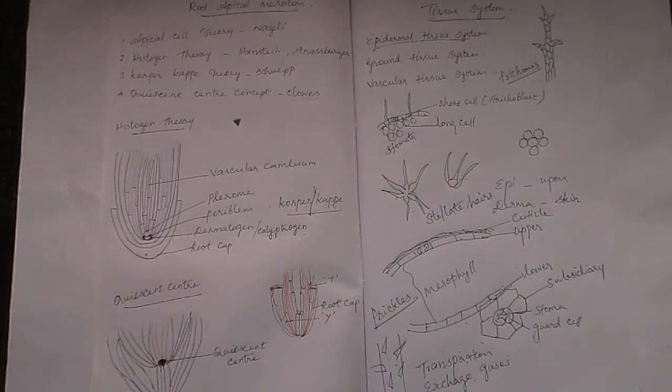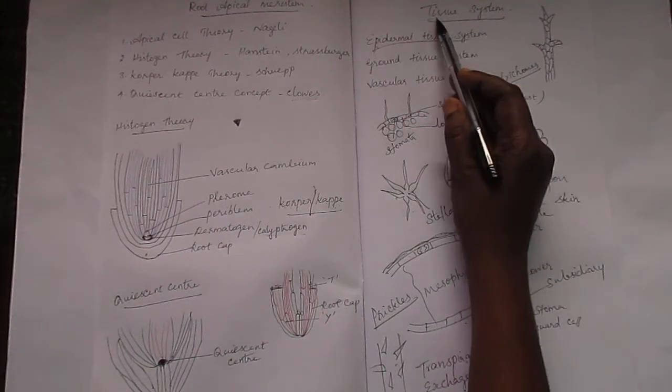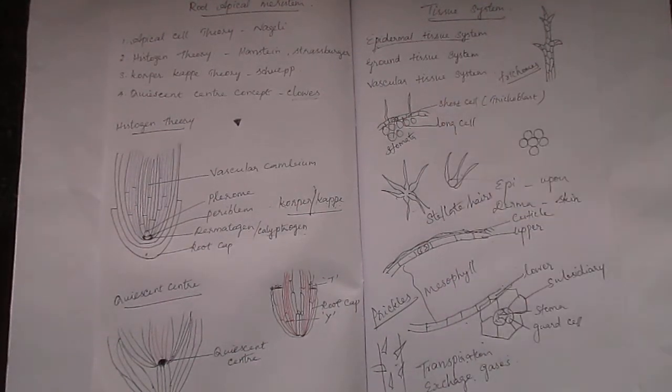Let's move to the next topic, tissue system. Tissue systems. As you have learned, the plant cells are organized into tissues. In turn, the tissues are organized into organs. Different organs in a plant show differences in their internal structure. So first of all, you learn about what is tissue system.